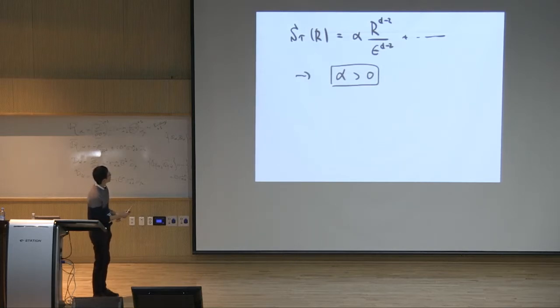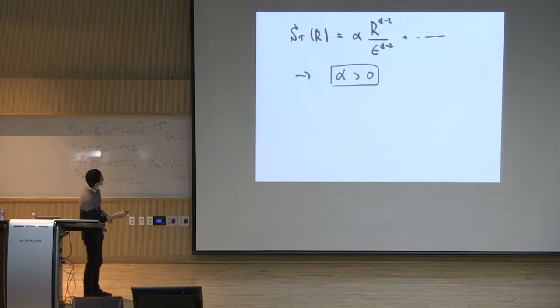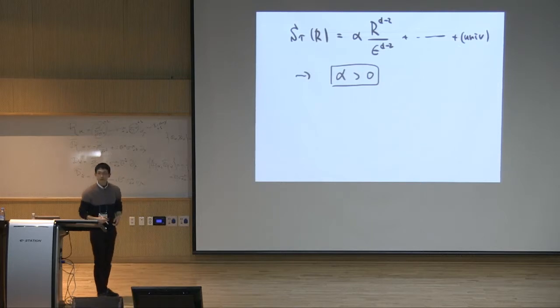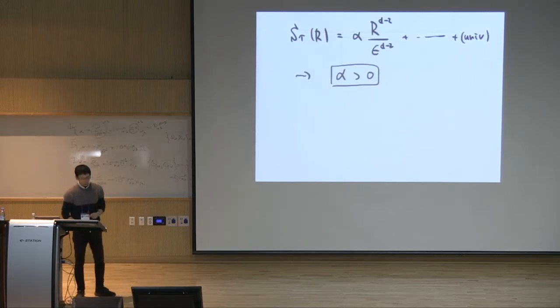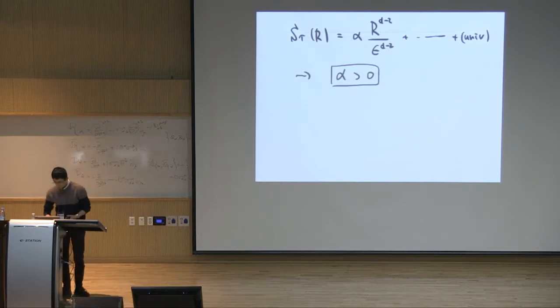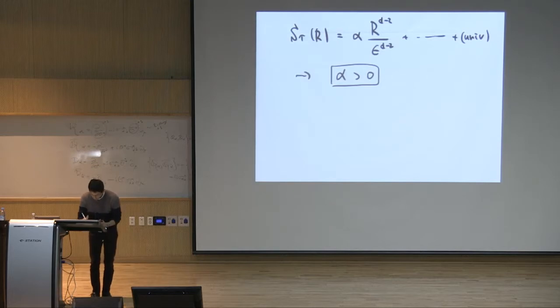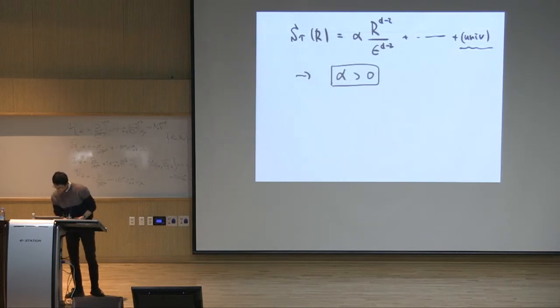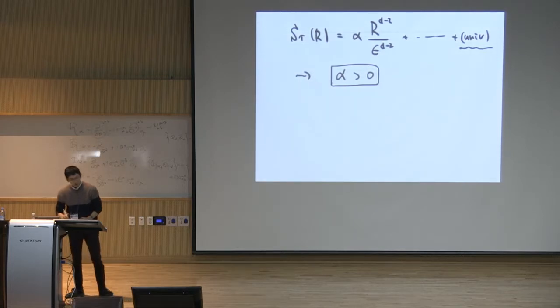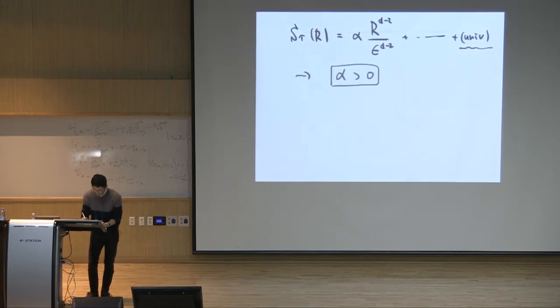But this is boring, because what I'm going to show you is that the universal part plays the role of a C function. The positivity of alpha is not what I want to show. I want to show the monotonicity of this universal part. Actually, here is a surprise. In this setup, there is also one more surprise.